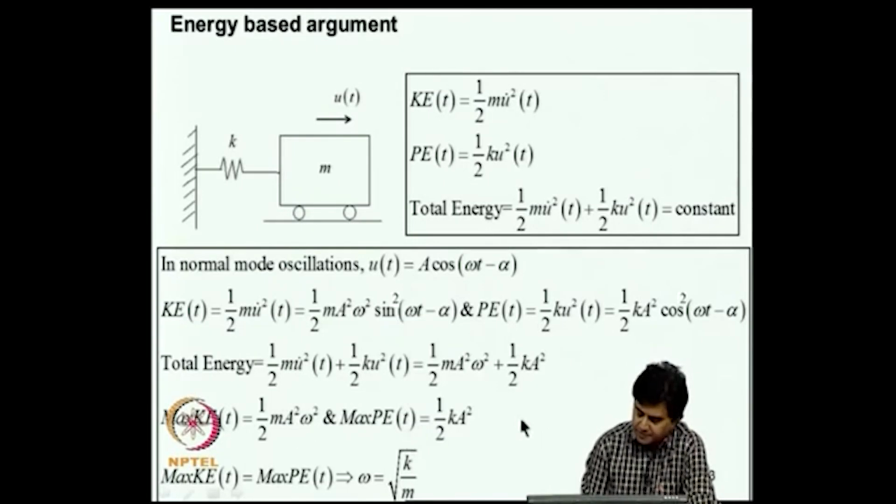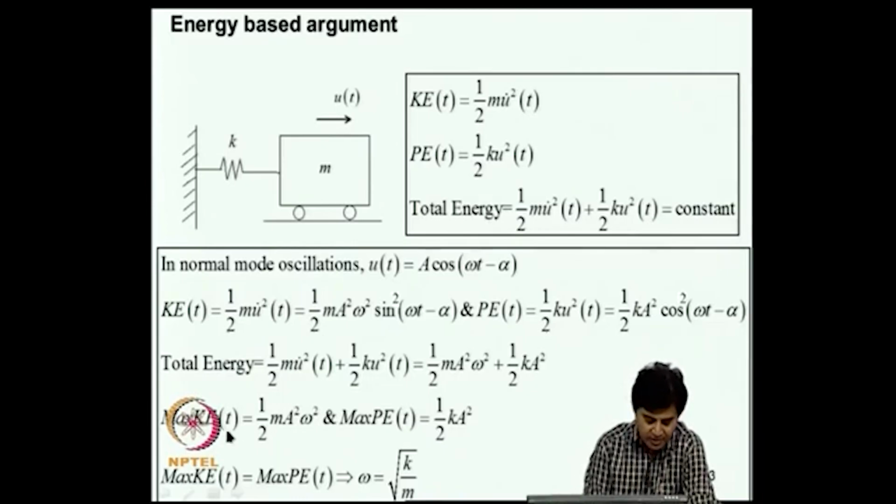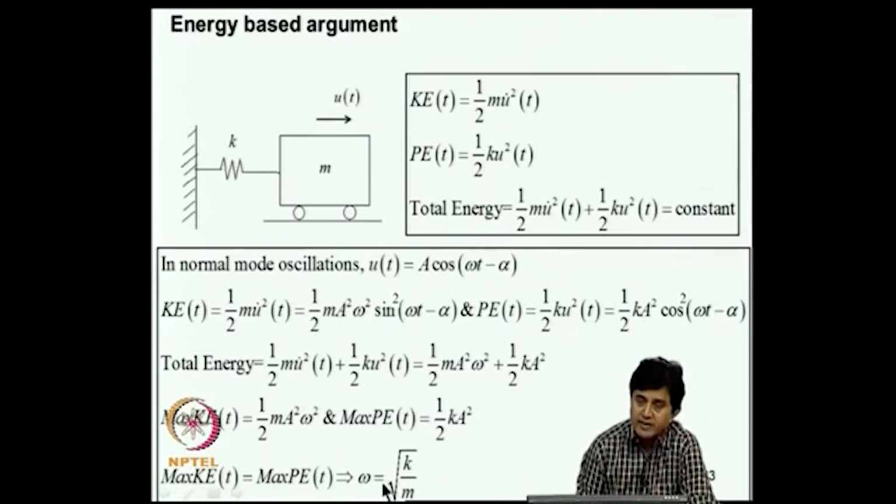So, you can see here the expression for kinetic energy has sin square omega t minus alpha, the potential energy has cos square omega t minus alpha. The maximum value that the function sin square omega t minus alpha can take is 1. Similarly, for cos square omega t minus alpha, the maximum value that this function can take is also 1. So, I get the maximum kinetic energy to be this, the maximum potential energy to be this, and since they are equal, I get the expression for the natural frequency. So, I have been able to write this expression for the natural frequency without writing the equation of motion. I am simply using the fact that I am looking for harmonic oscillatory responses, because that is how we define the normal mode oscillations.